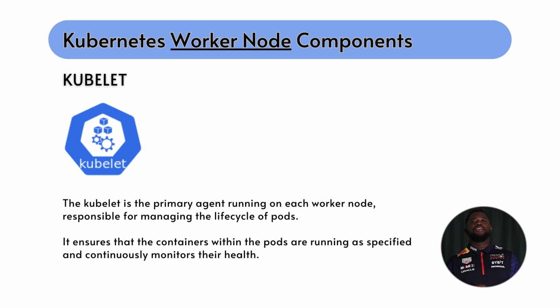First, we have the kubelet. The kubelet is the primary agent running on each worker node, responsible for managing the lifecycle of pods. It ensures that the containers within the pods are running as specified and continuously monitors their health. Technically, the kubelet communicates with the API server to receive instructions on which pods to run. When the kubelet gets a request to run a new pod, it pulls the necessary container images from a container registry, creates the containers, and starts them.